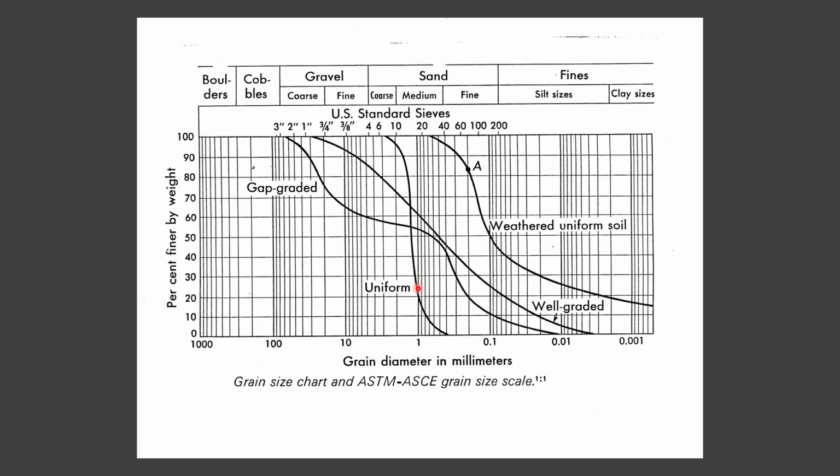What you notice in this uniform sample is that our left axis represents percent passing, or percent smaller, or percent finer, by weight or by mass. And 100% passing means 100% of your soil sample is going to go through that sieve. And here we've got 100% of our soil sample passing a number 6 sieve, and no percent of our soil passing a number 40 sieve. So all of our soil in that sample is contained in a very narrow range of particle sizes, right? A number 6 to a number 40. That's basically pure sand right there.